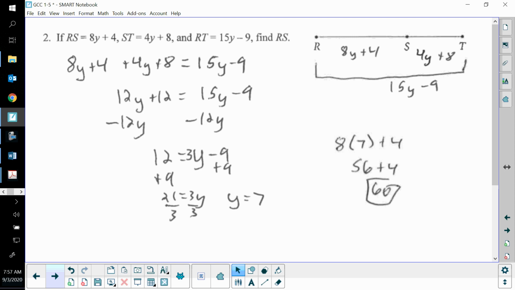Similar idea here. Small part plus small part equals the whole thing. That's our segment addition postulate that allows us to do that. Get y by itself, you get y equals 7, but the difference here is they didn't want to just know y, they wanted to know what RS was. So take your expression for RS, sub the 7 back in, and we end up getting 60.